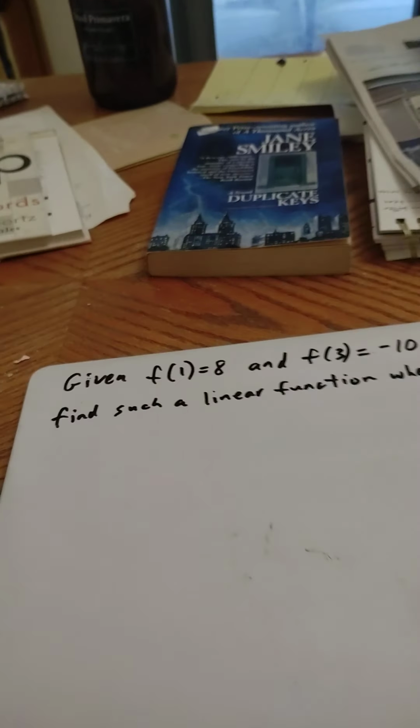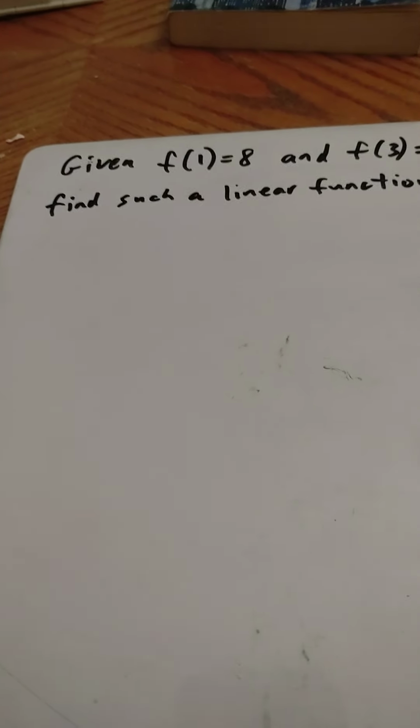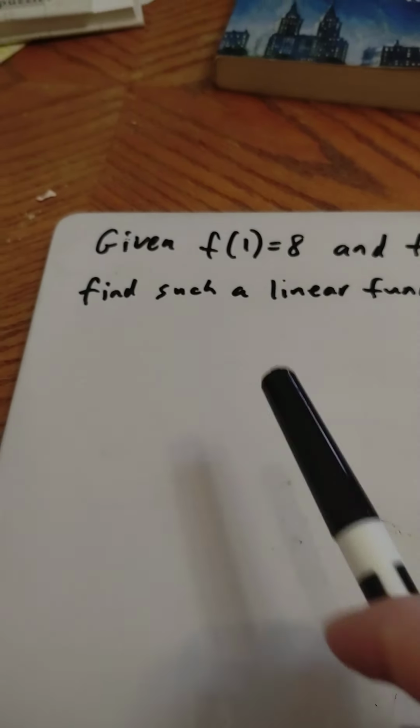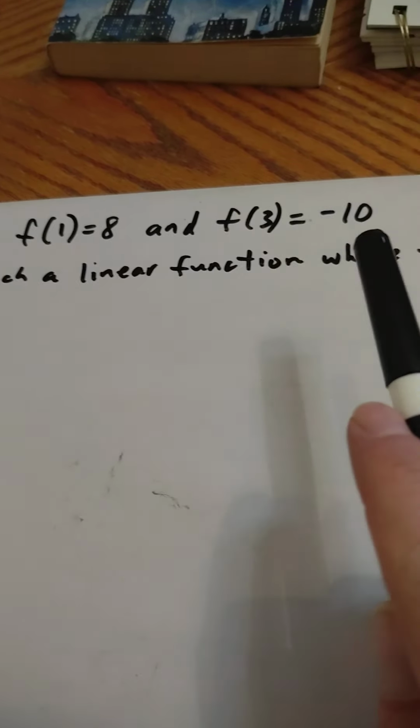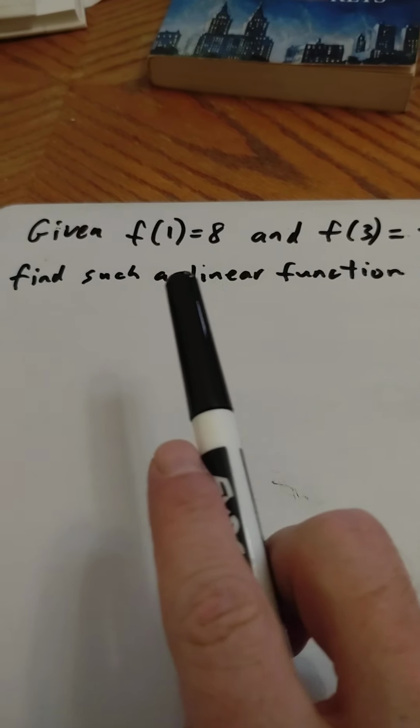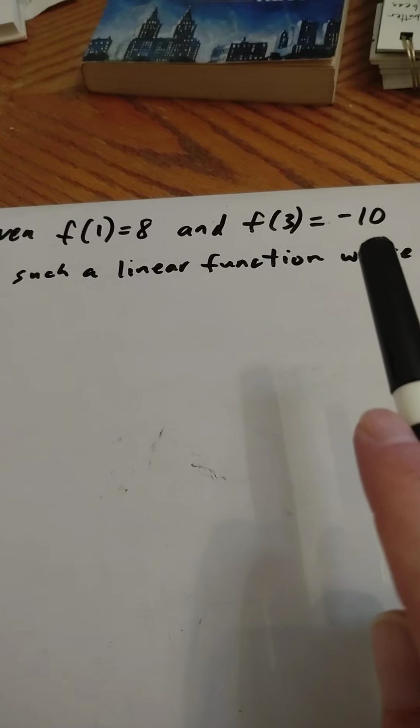Okay, class, let's try another problem here. This time I'm going to do a linear function. So let's say we're given this: f of 1 equals 8 and f of 3 equals negative 10. Believe it or not, that's enough information for us to come up with an equation of a line.